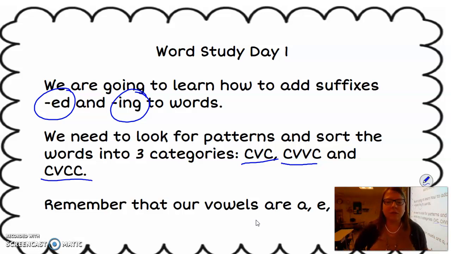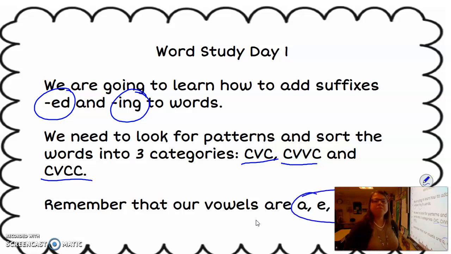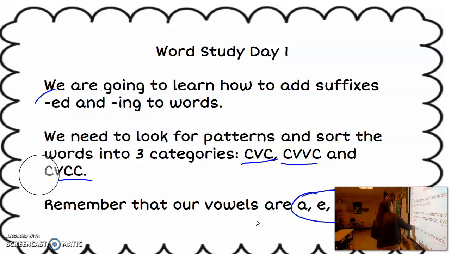What does the letter C stand for and what does the letter V stand for? Well, C is a consonant, V is a vowel. It's easier to memorize all the vowels. A, E, I, O, U are the vowels. Okay? So consonant, vowel, consonant; consonant, vowel, vowel, consonant; consonant, vowel, consonant, consonant. Okay? So let's get this started.